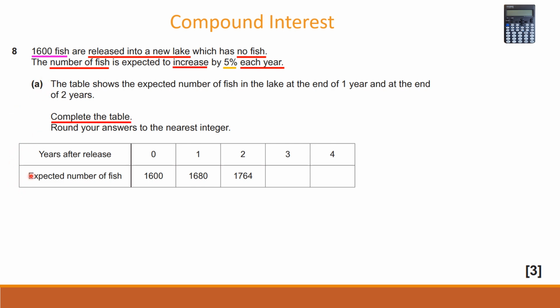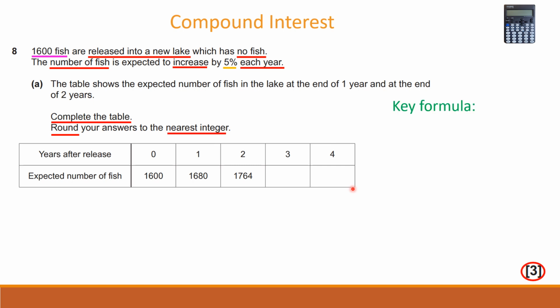You've got to complete the table and you've got to round your answer to the nearest integer. Remember, an integer is the nearest whole number. Then you've got to write your answers in the boxes here. This is worth 3 marks.